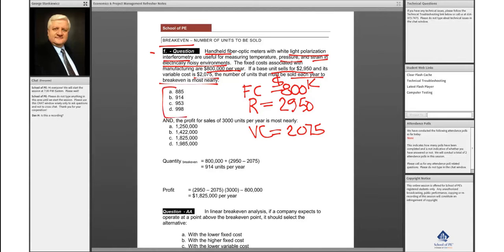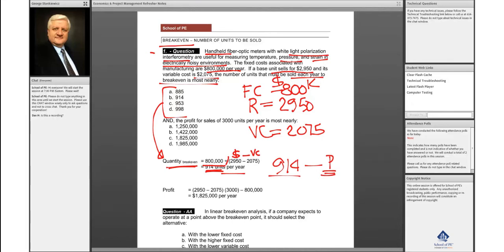So this is a two-part type problem, and let's take a look at the quantity. We want to know what our break even is. How many units do we have to make before everything is paid for? And so as a result, 800,000, divide that out by your revenue. This is what you're getting. This is what you're selling it for. Minus out the variable cost gives you 914 units per year. You make 914 units. Anything above that 914 units, you start to recognize profit.